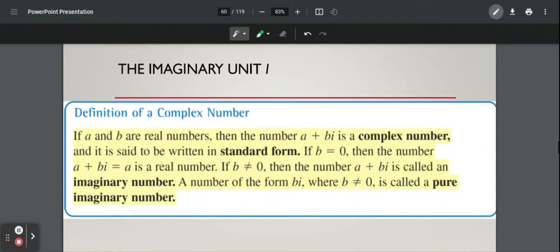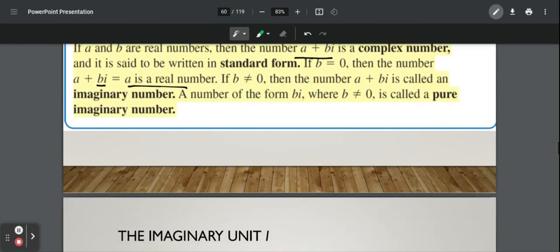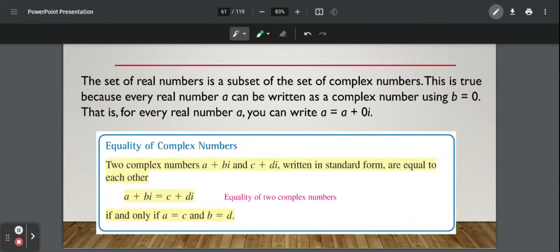So your formal definition of a complex number is that a and b are real numbers in this a plus bi form, and a plus bi is a complex number. If b is 0, then a is a real number. If b is not 0, then a plus bi is an imaginary number. So the set of real numbers is a subset of the set of complex numbers. It's true because every a can be written as a complex number if b is 0. Any real number you could write as complex just by putting plus 0i.